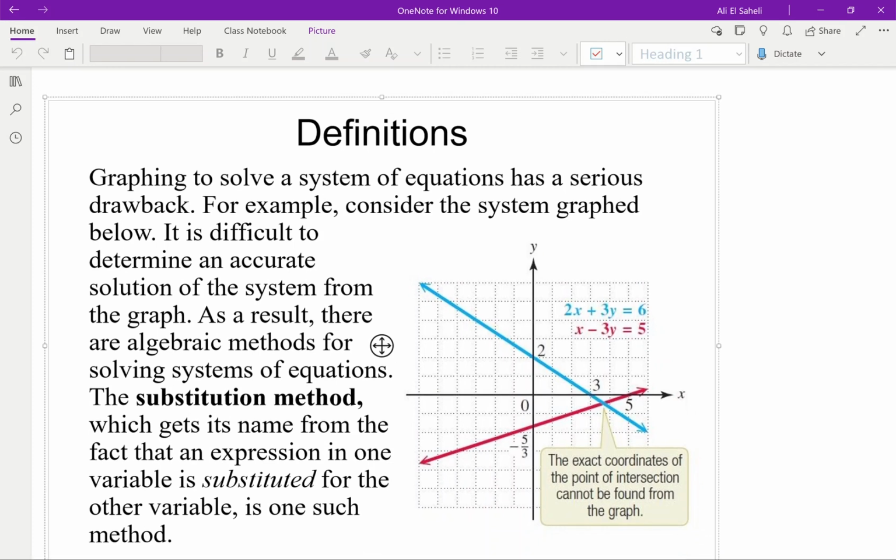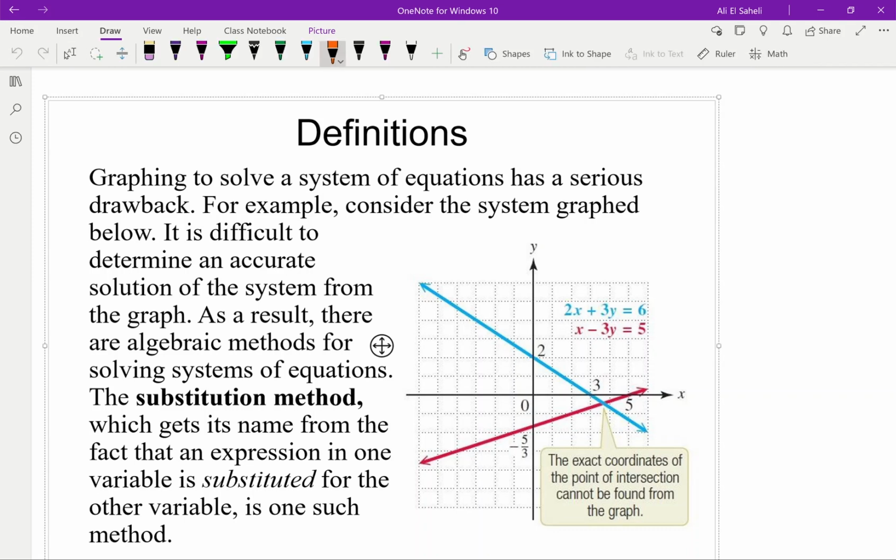But that method, as I mentioned before, has a problem that sometimes it's not easy. Most of the time, actually, it's not easy to determine the solution from the graph. You can estimate it, but you cannot be as accurate as you would need.